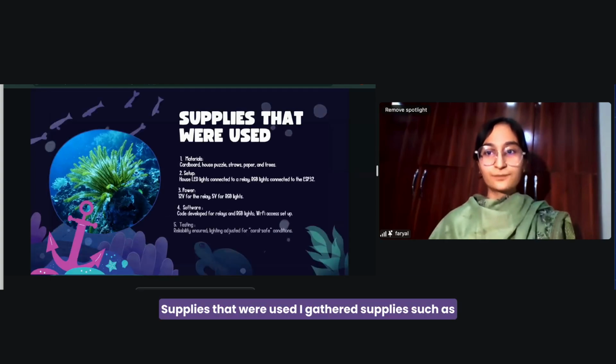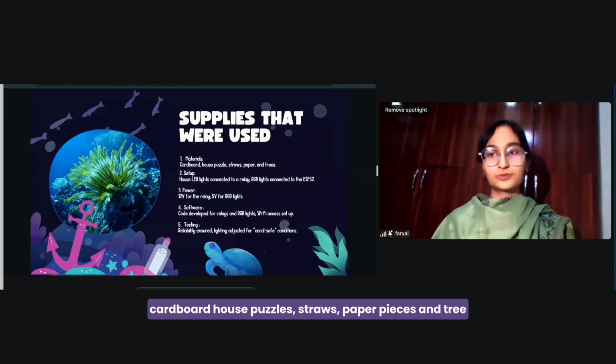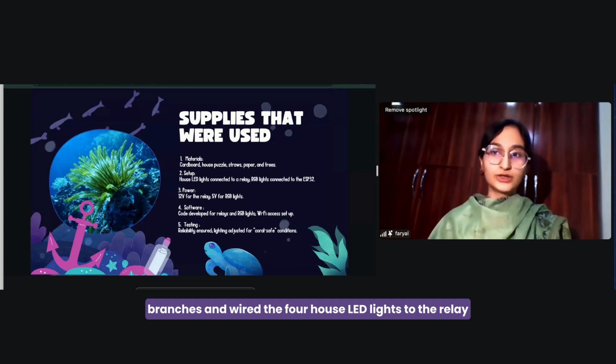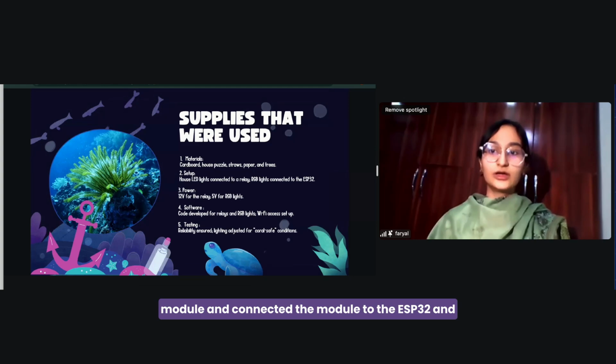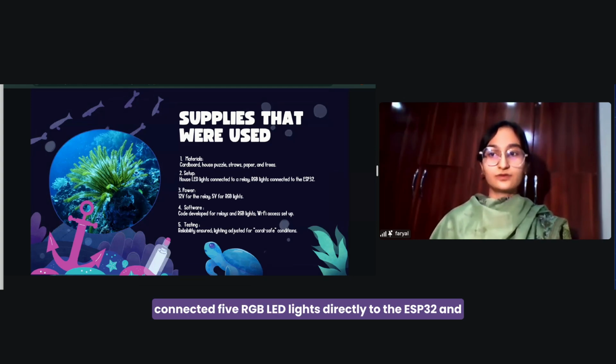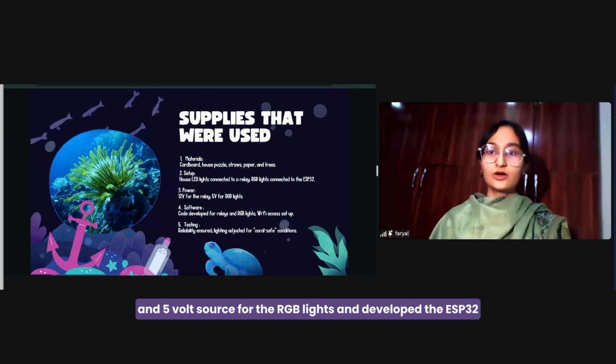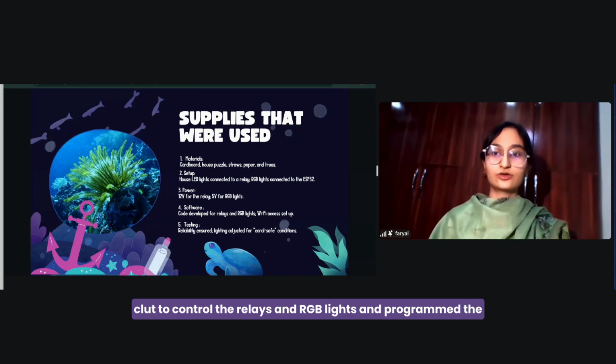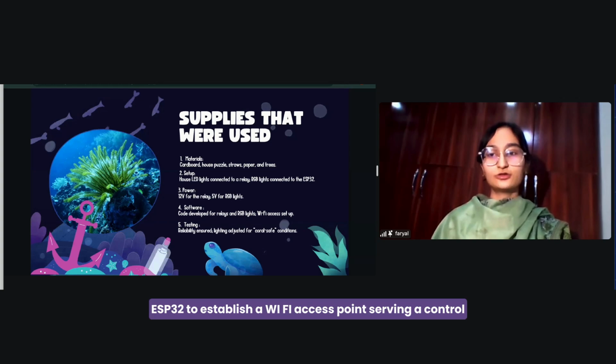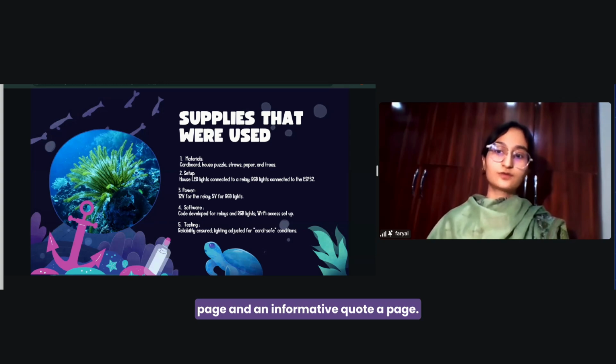Supplies that were used. I gathered supplies such as cardboard, house puzzles, straws, paper pieces, and tree branches, and wired the 4 house LED lights to the relay module and connected the module to the ESP32. And I connected 5 RGB LED lights directly to the ESP32 and integrated a 12 volt power source for the relay module and 5 volt source for the RGB lights, and developed the ESP32 code to control the relays and RGB lights, and programmed the ESP32 to establish a Wi-Fi access point serving a control page and an informative coral reef page.